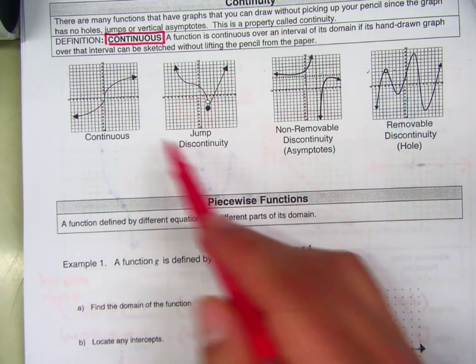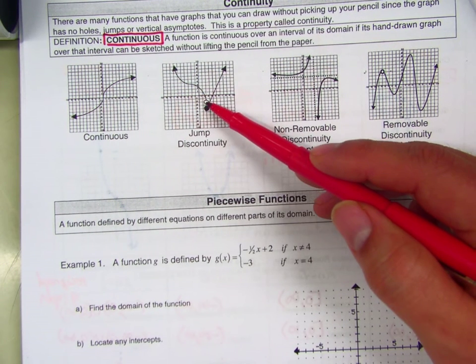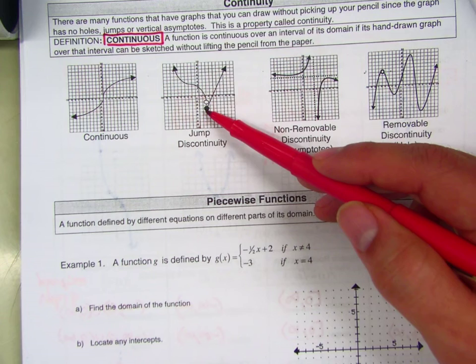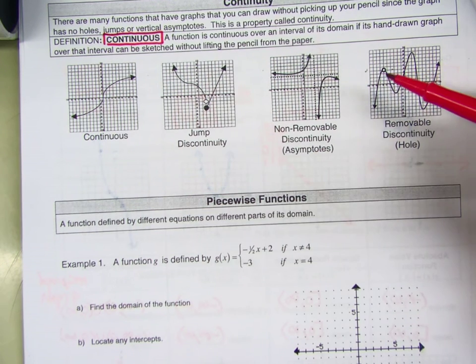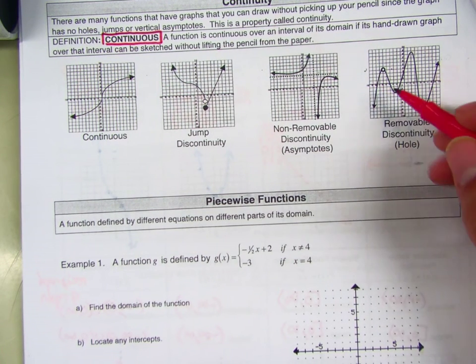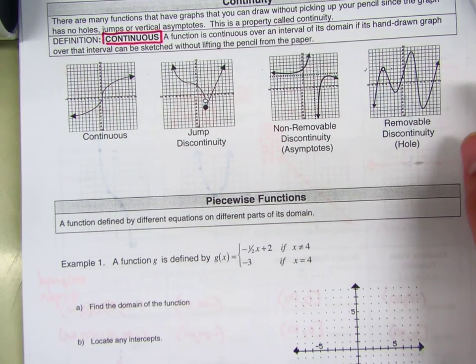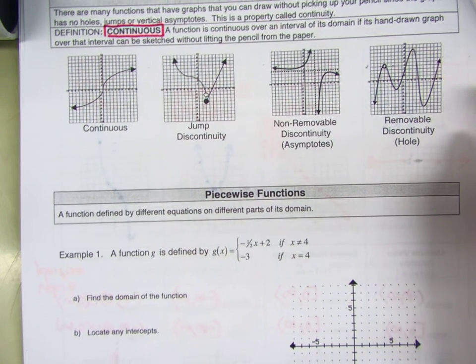Okay? These are the different kinds of discontinuities. Something that jumps from one value to another is called a jump discontinuity. Anything with asymptotes is called non-removable. And something that has a hole is called removable. Okay, we'll probably touch on those when we come back.